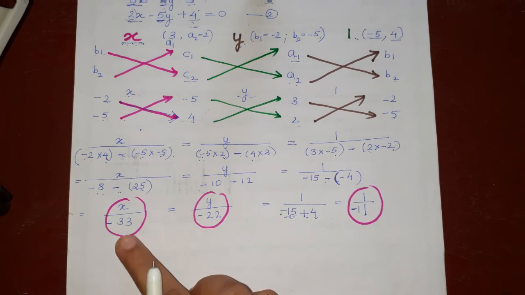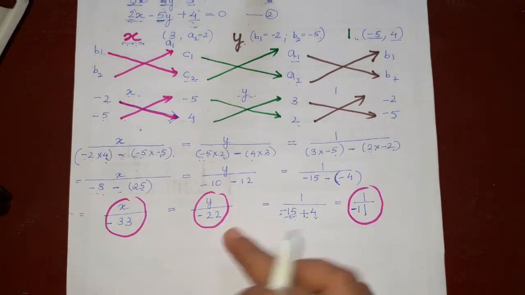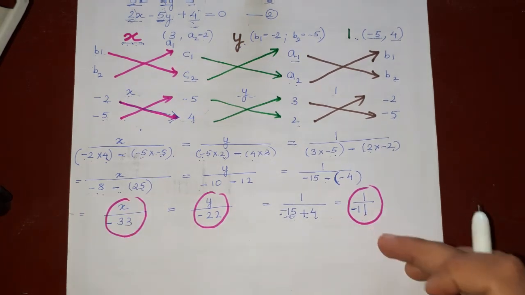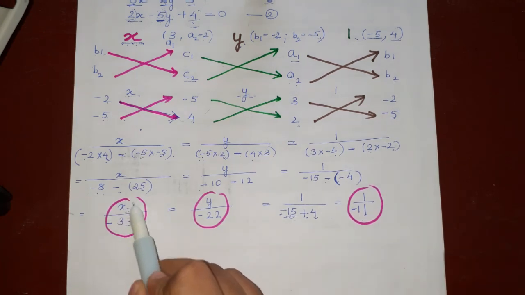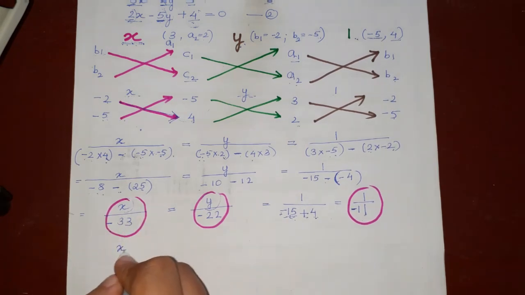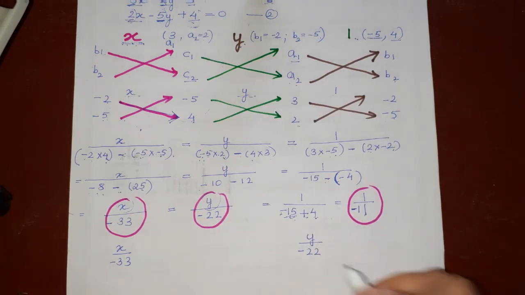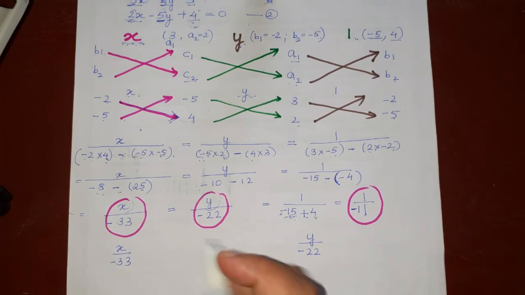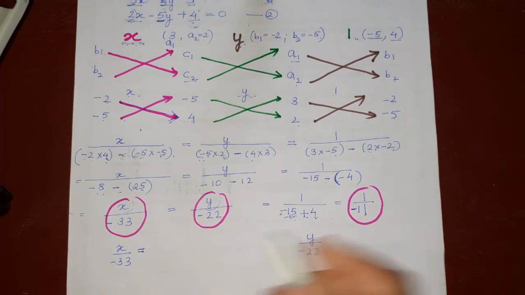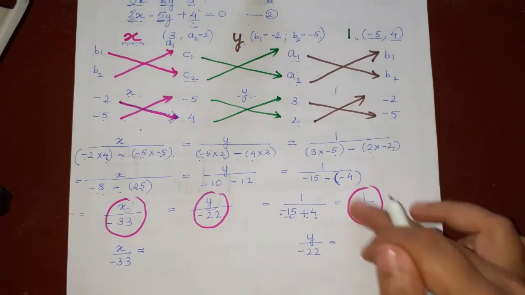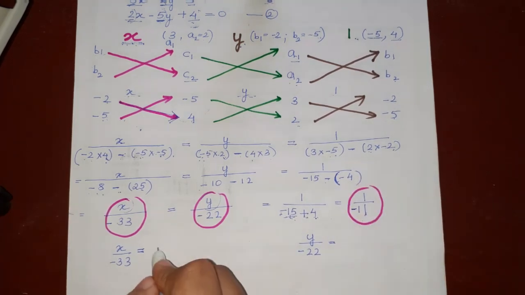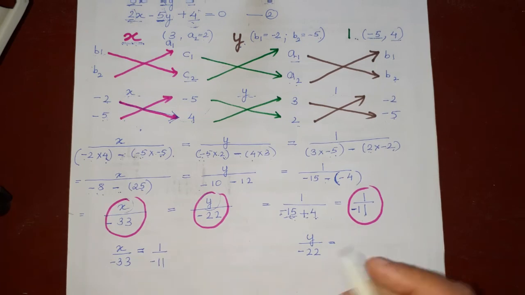Now once we get these three things, a number below x, a number below y, and a number below 1, what we have to do, we simply have to find the individual values of x and y. So I am going to write this x upon negative 33, and this y upon negative 22, I am going to write it here. And these two I am going to equal with the third part of the solution on the right hand side of both these things, like this.